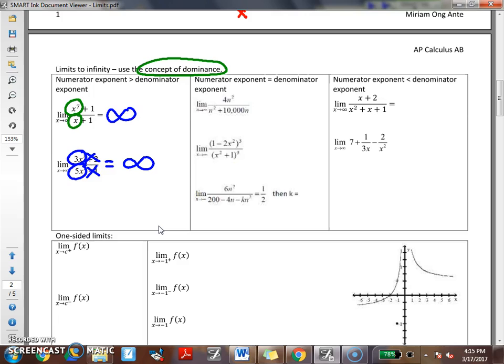Sometimes, though, the numerator has equal power as a denominator, such as this example. In this situation, you simply take the coefficients and divide them, and this is your limit.